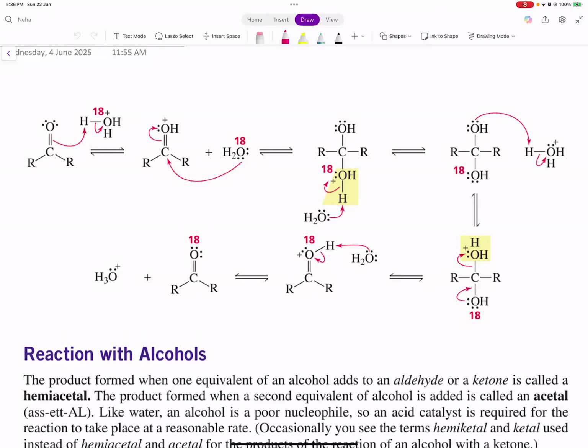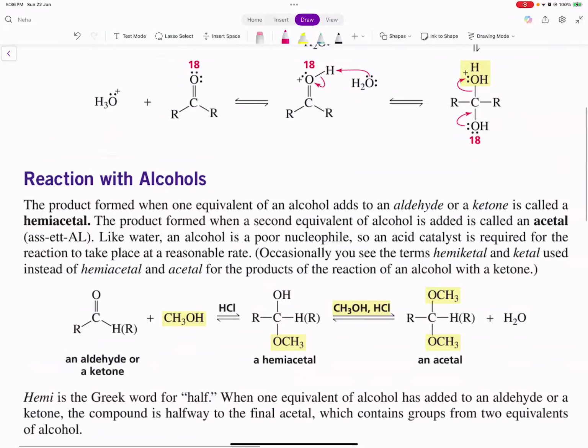Yes, I got it. What a nice way to prove it, right? Because if the hydrate formation won't occur, the oxygen will never be labeled, right? If the hydrate is never formed, then the switching will never occur, right? Now reactions with alcohol.